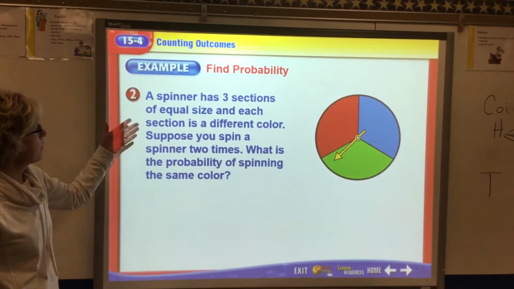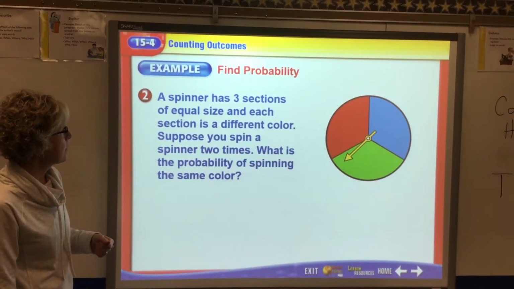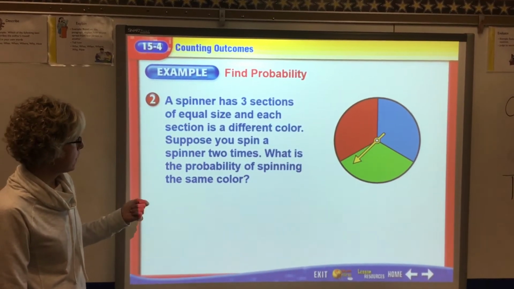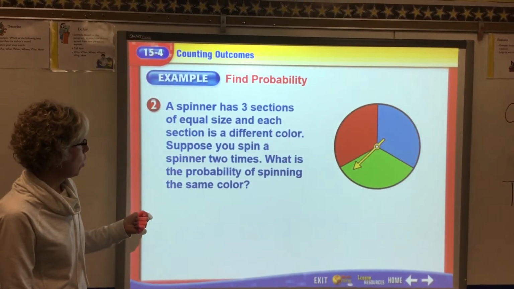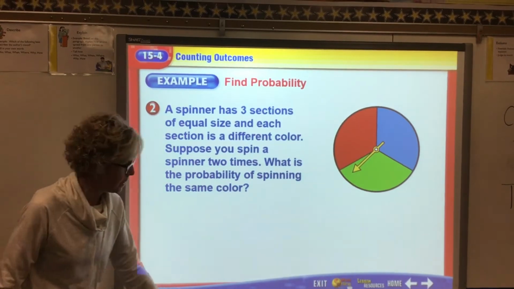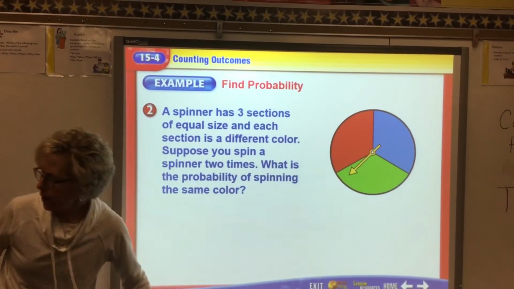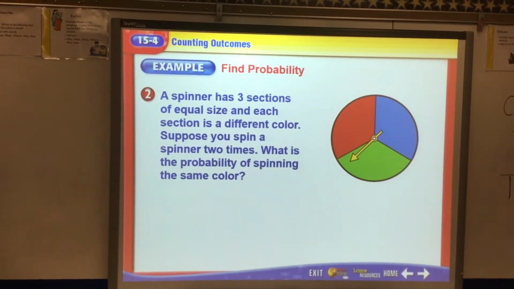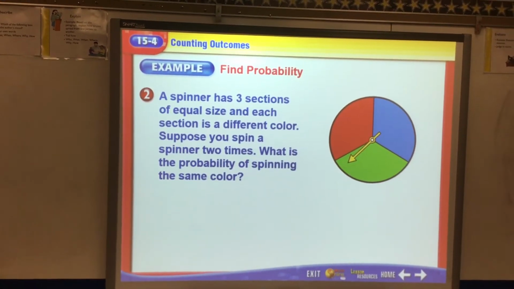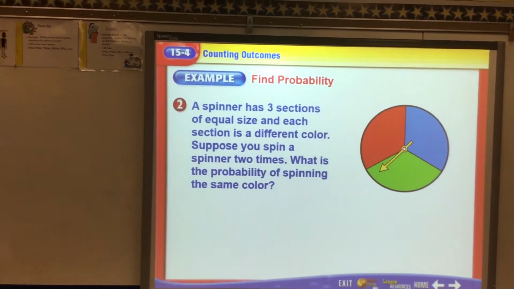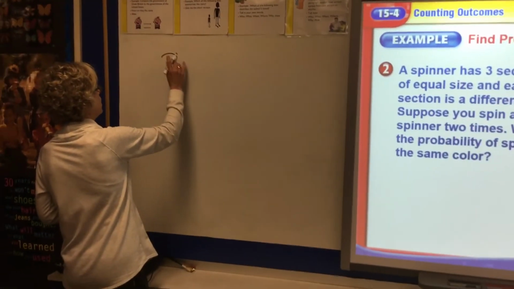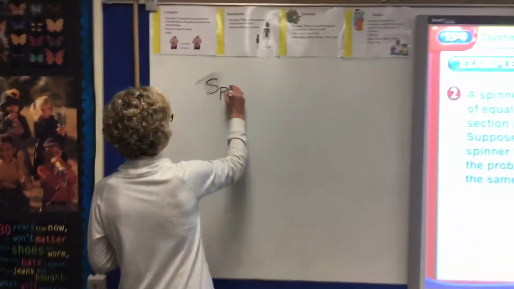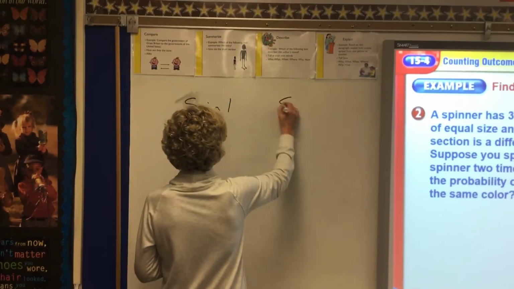On this one, it says a spinner has 3 sections of equal size, and each section is a different color. Suppose you spin a spinner 2 times. What is the probability of spinning the same color? Well, if we look at that problem, you are going to take a spinner that has the same different colors. So you would look at that and you'd have spin 1, and then spin 2.